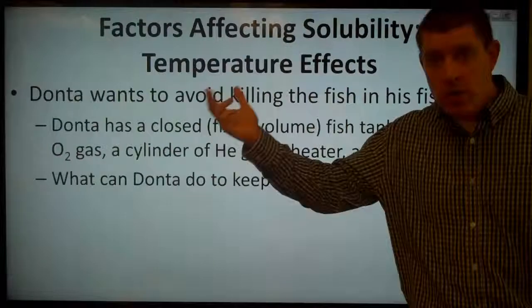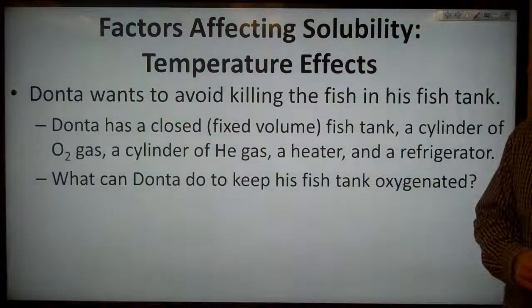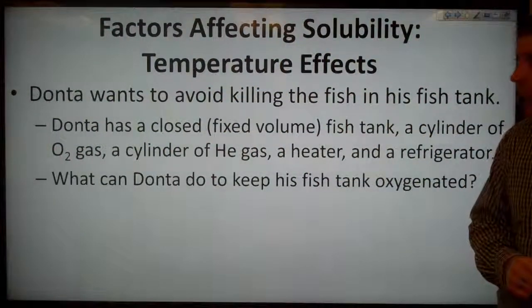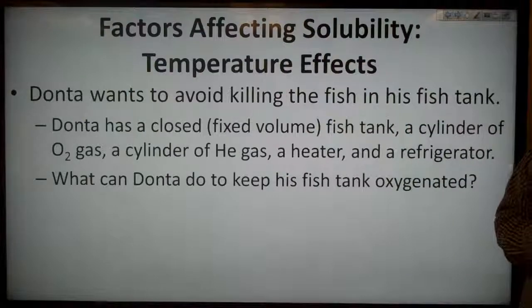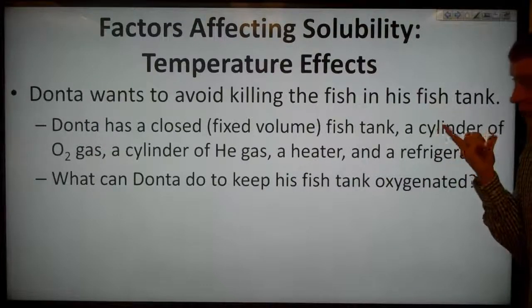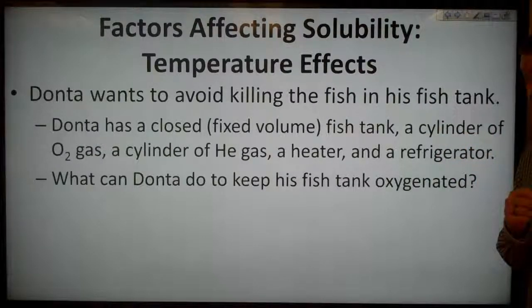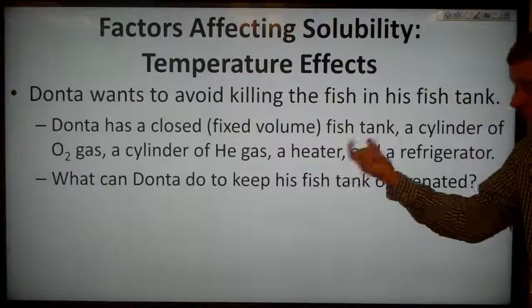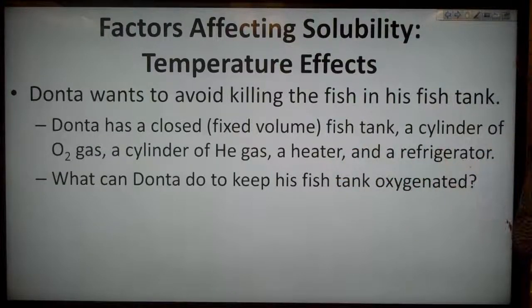So suppose we have a student whose name is Dante. He wants to avoid killing the fish in his fish tank. Dante has a closed, or fixed volume, fish tank. He has a cylinder of oxygen gas, a cylinder of helium gas, he's got a heater, and he's got a refrigerator. So what can Dante do to keep his fish tank oxygenated? What can he do to keep his fish from dying? I want you to pause the video and think about it.